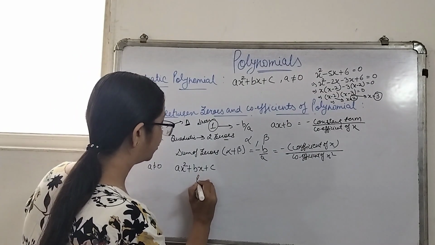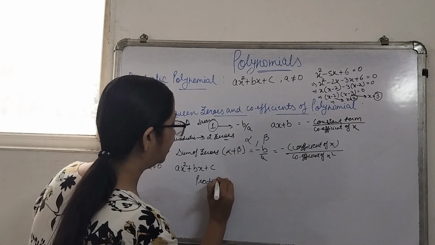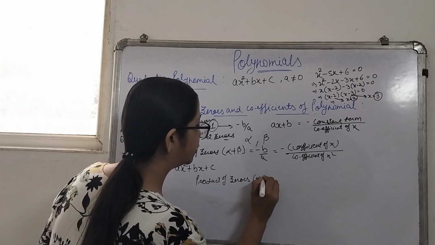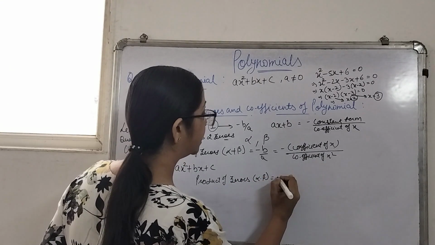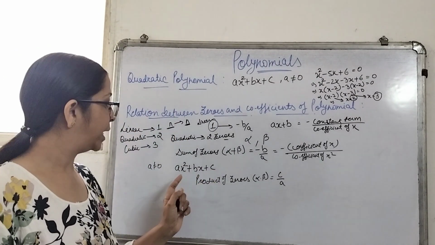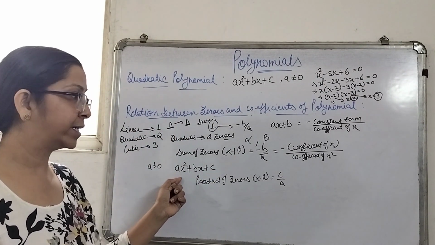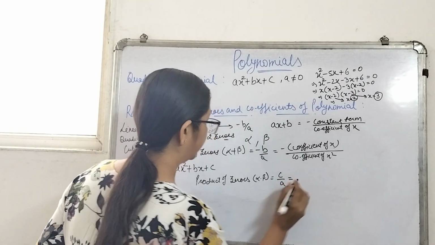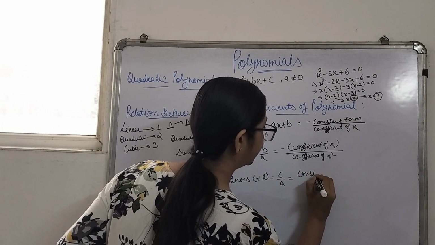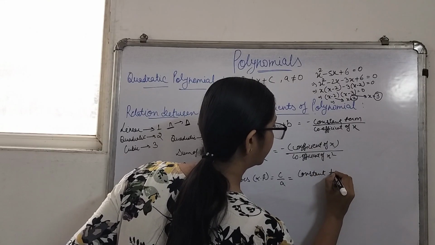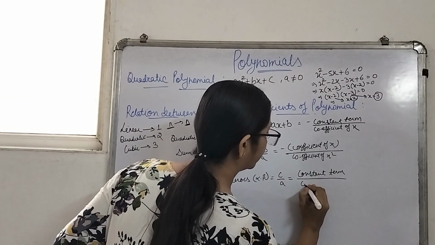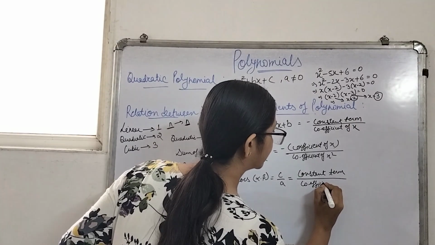And the product of zeros, that is alpha into beta, will be c by a, where c is the constant term and a is the coefficient of x square. That is, the product of the zeros will be c, your constant term, divided by a, that is your coefficient of x square.